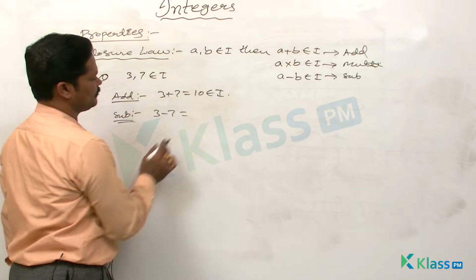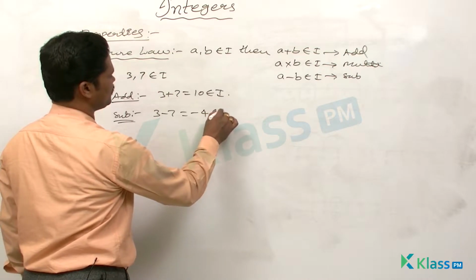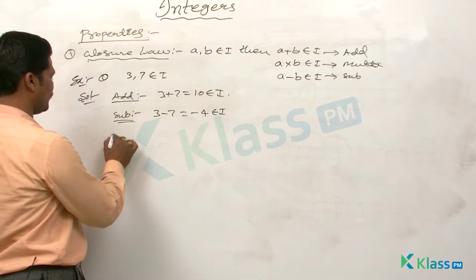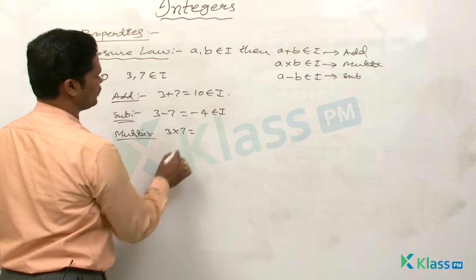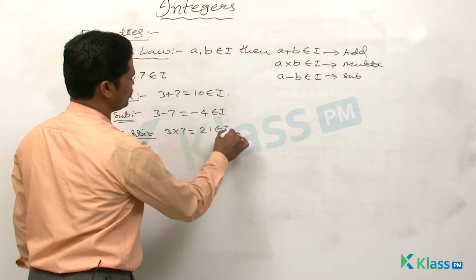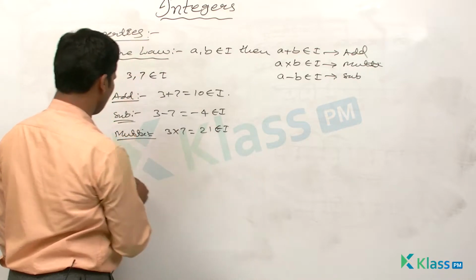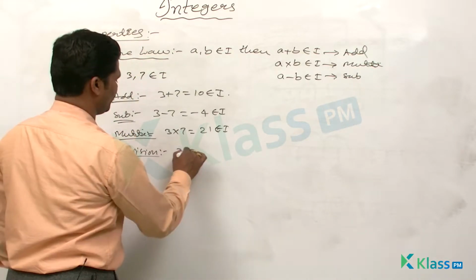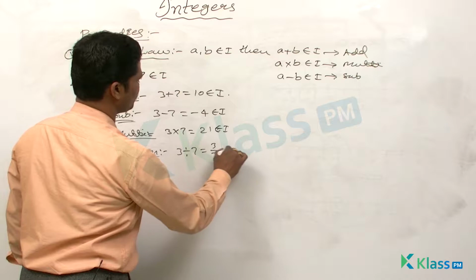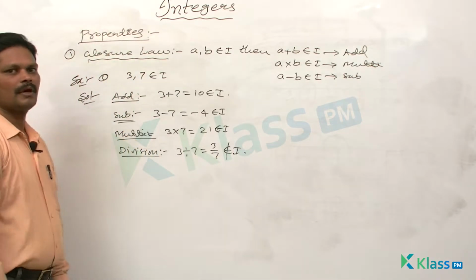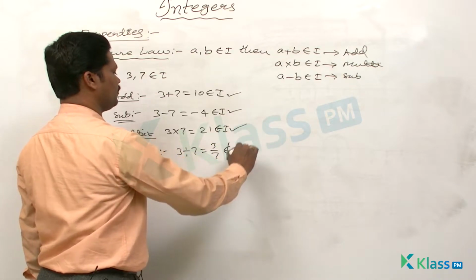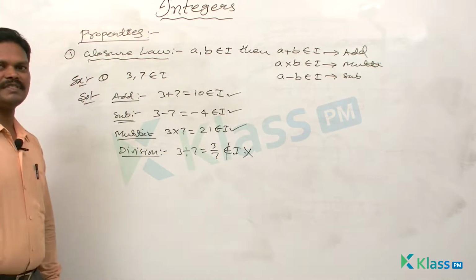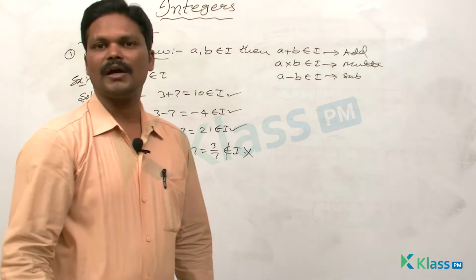3 minus 7 is minus 4, this also belongs to integers, and multiplication 3 into 7 is 21, which belongs to integers. And division 3 divided by 7 means 3 by 7, it is not an integer. So the closure property is satisfied by addition, subtraction, multiplication, but not by division. This is one property.